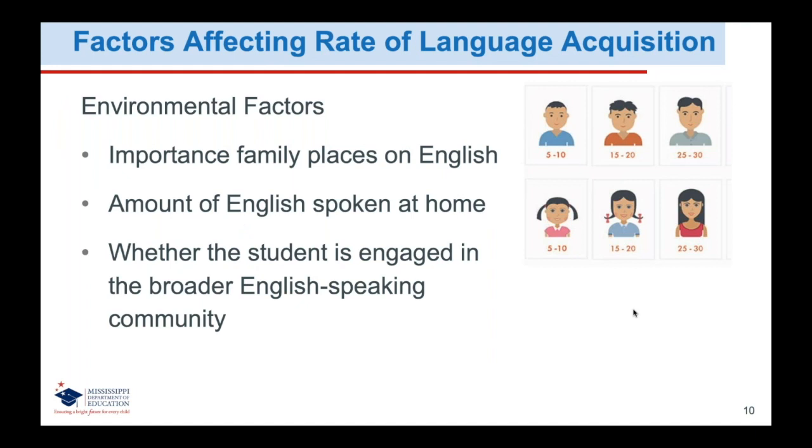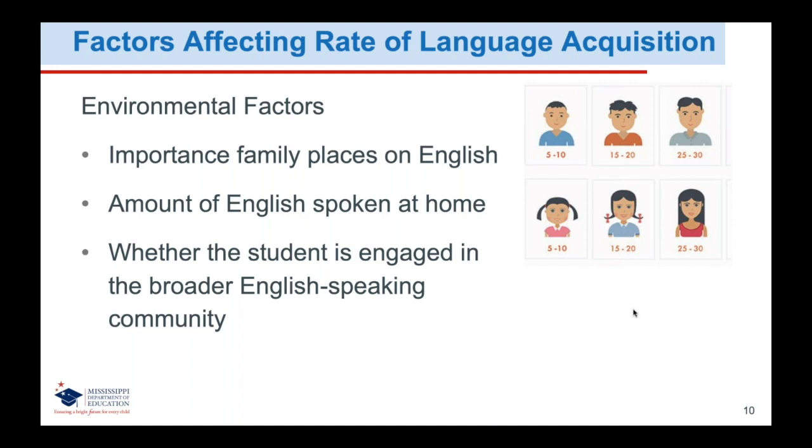There are also environmental factors. The importance the family places on English, the amount of English spoken at home. If you think of many of our English learners, the only place they're hearing English is when they're at school with us or on the bus with other students who speak English. So that can be a factor.